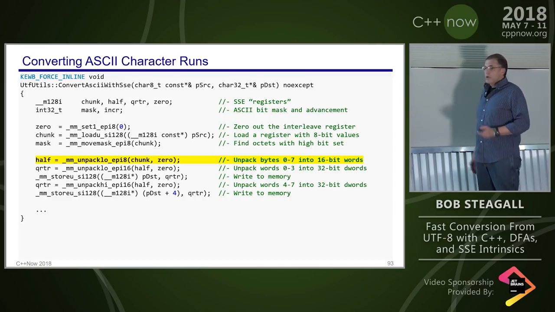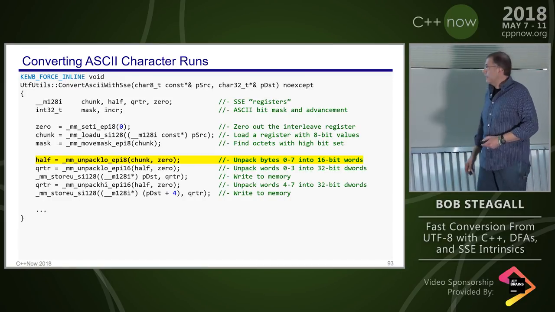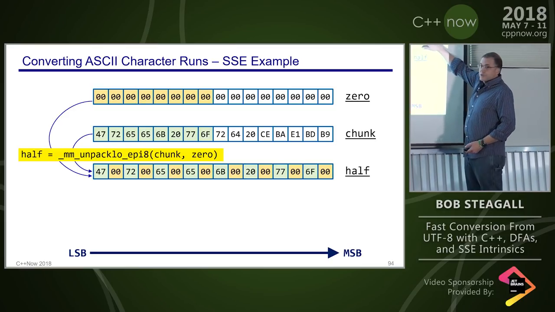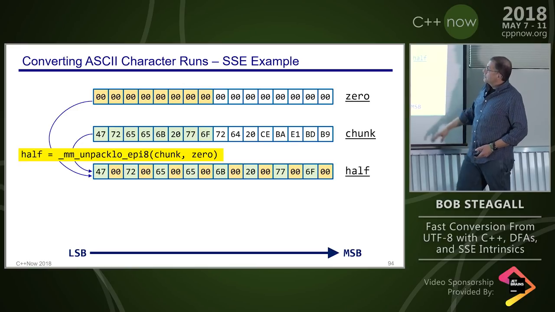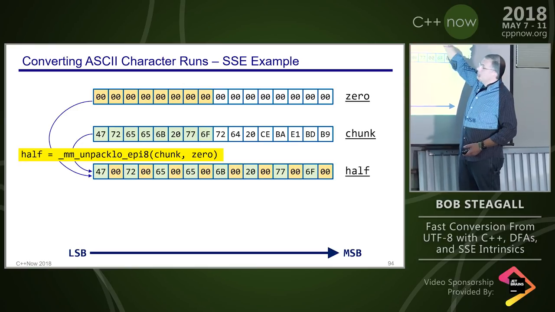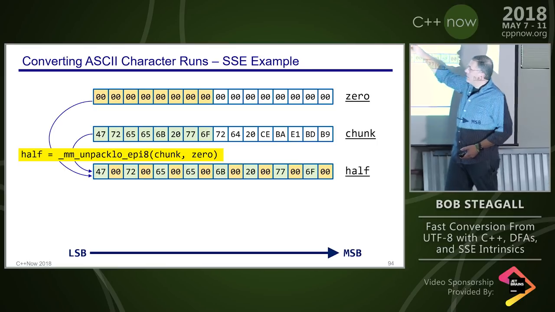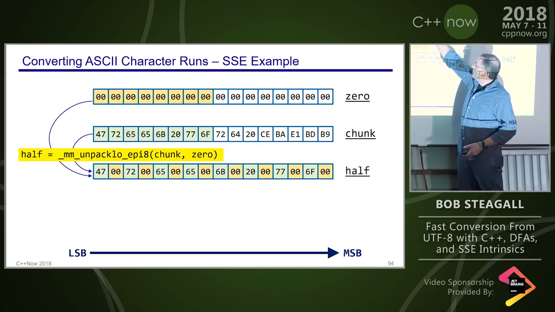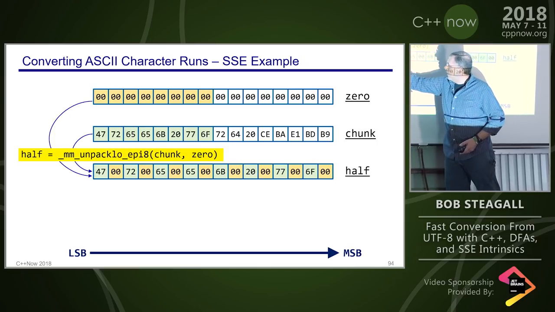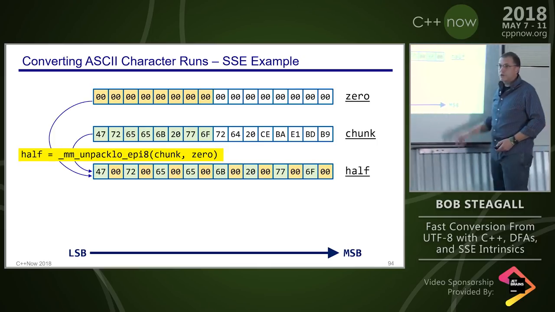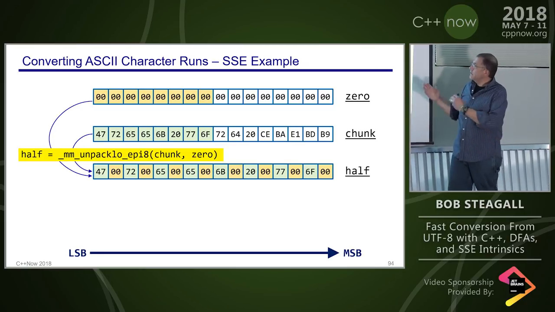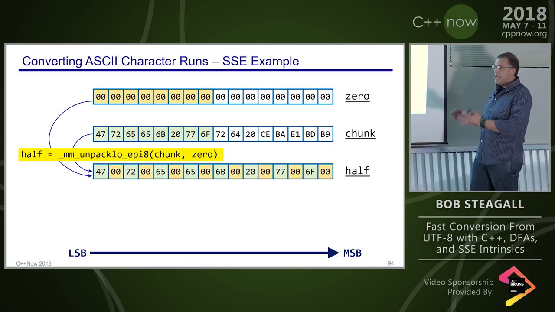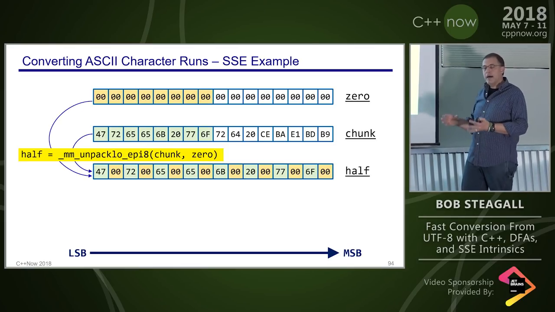All right. So now I'm going to start unpacking and zero padding things. I've got my chunk register that's got my bytes in it. I've got my zero register. There are these unpack functions which take the contents of two registers and interleave them. In this particular function, I'm taking the lower 8 bytes of the zero register and the chunk register, and I am interleaving them inside a register I call half. I've effectively taken the lower 8 bytes of my input data, and I've zero extended them to make 8 16-bit values.